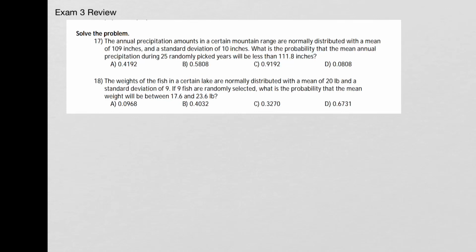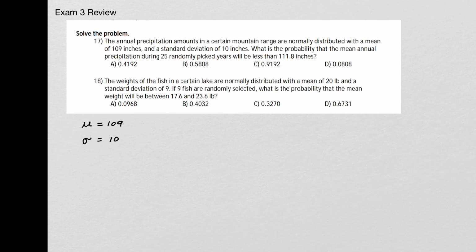In question 17, it says the annual precipitation amounts in a certain mountain range are normally distributed with a mean of 109 inches and a standard deviation of 10 inches. So I'll write that down. Mean is 109. Standard deviation is 10.